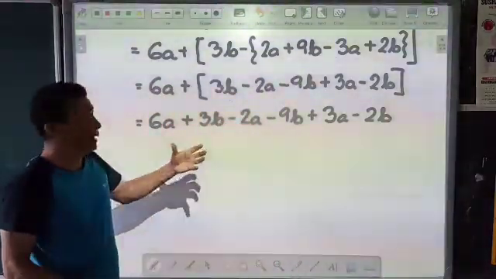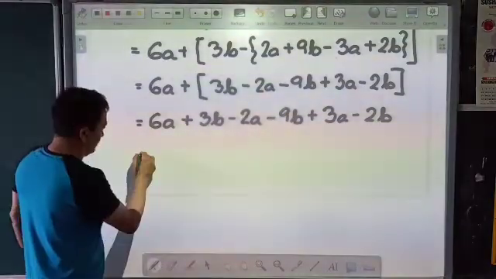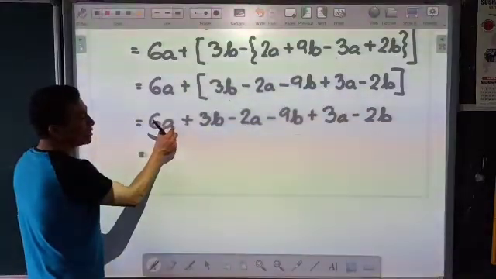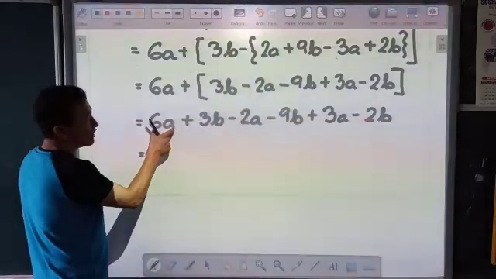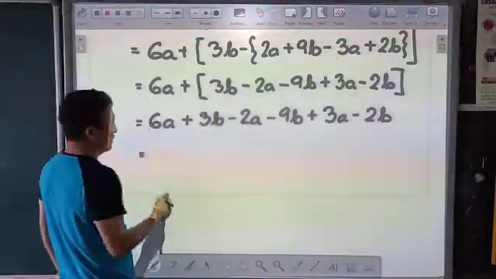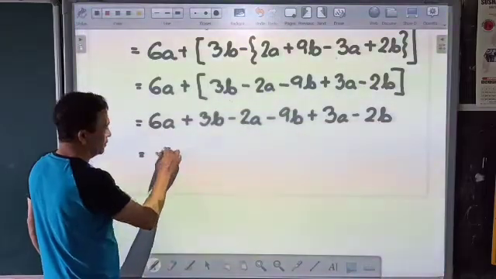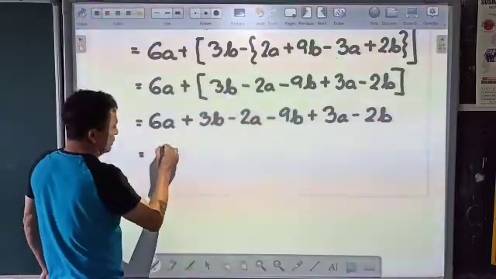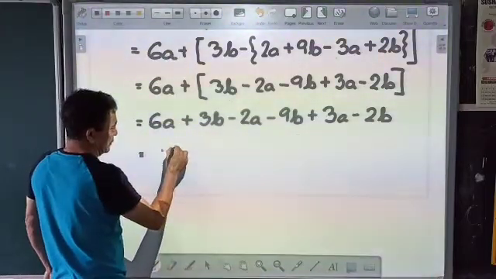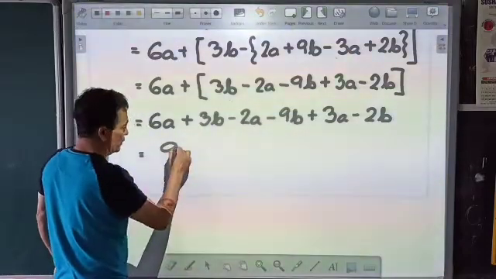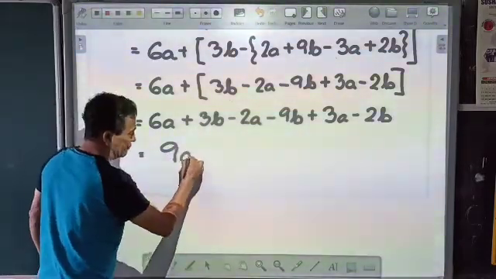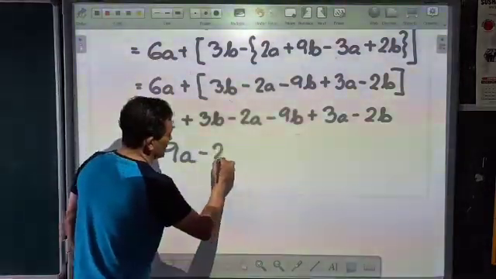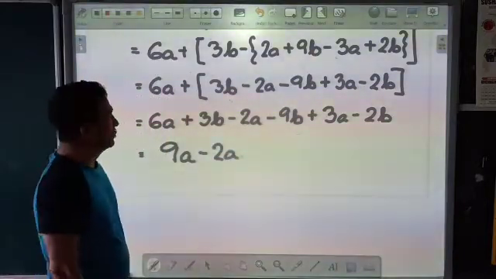So what I do is I get the like terms together. Now when I get the like terms together, I take the positives first. So I've got like terms a. So here I have 6a plus 3a. So that gives me 9a. And in the negative, I have minus 2a. So I'll keep that. I'll take the next like term, that is b.